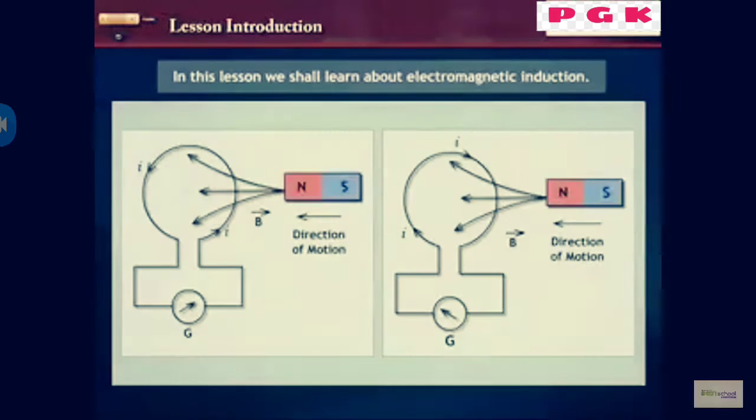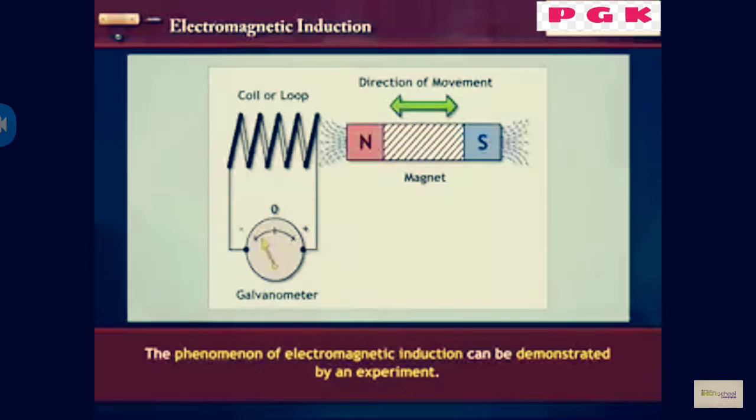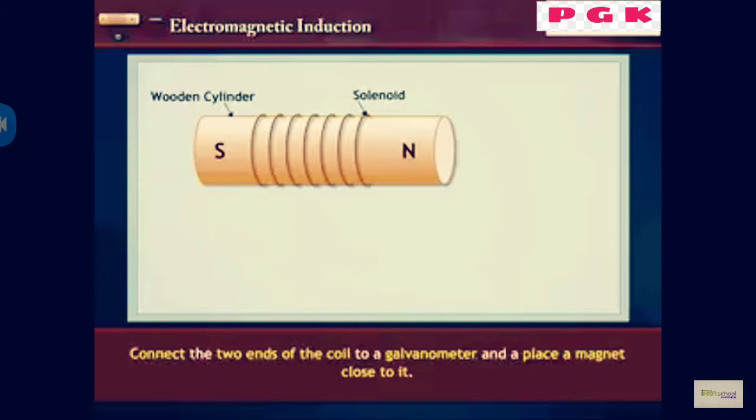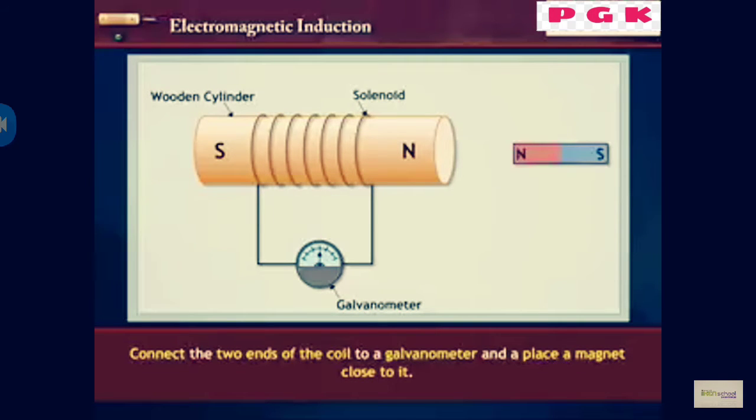We shall learn about electromagnetic induction. The phenomenon of electromagnetic induction can be demonstrated by an experiment. Wind an insulated copper wire on a paper or wooden cylinder so as to form a coil in the form of a solenoid. Connect the two ends of the coil to a galvanometer and place a magnet close to it.